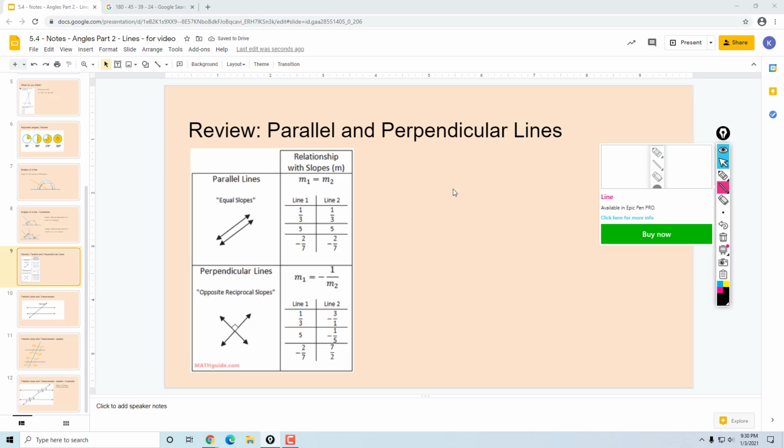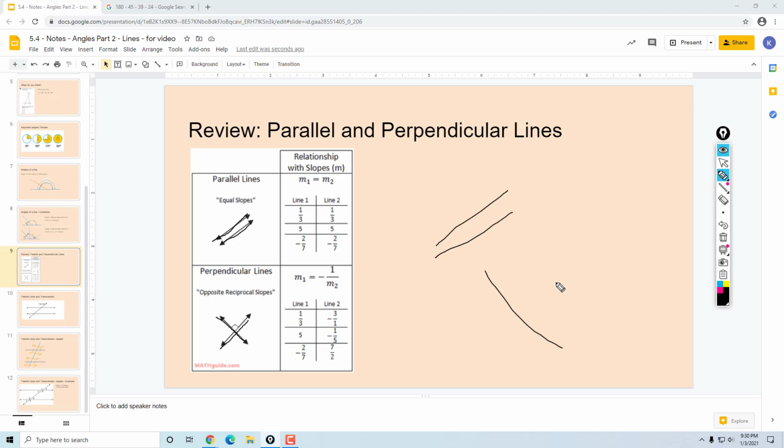These lines, remember lines like this? Remember that these lines are parallel and these are perpendicular. So parallel, perpendicular, parallel, perpendicular.